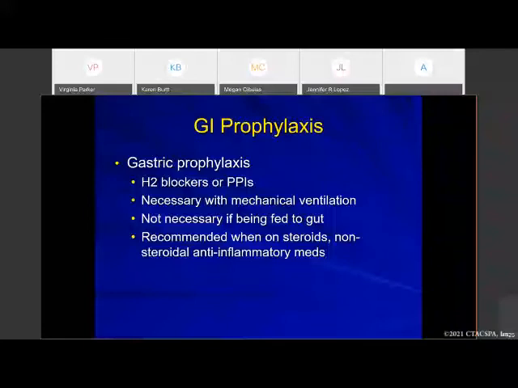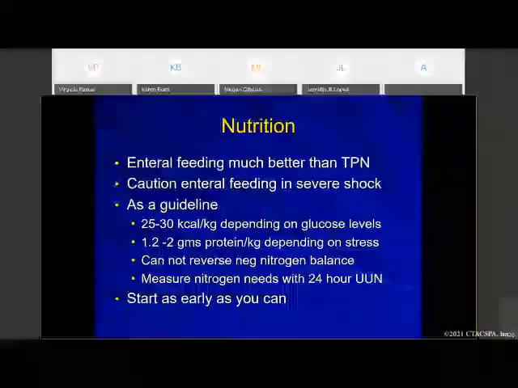You should give it to someone on mechanical ventilation, but if they're getting fed, you stop them. You don't need to give GI prophylaxis for someone who's getting tube feeds or eating. Really don't need to give it to anyone upstairs either. You just need to give it to people in the ICU, unless they're chronically on this stuff, or if they're on those other things on the bottom, steroids, NSAIDs. I might think about giving it to them.